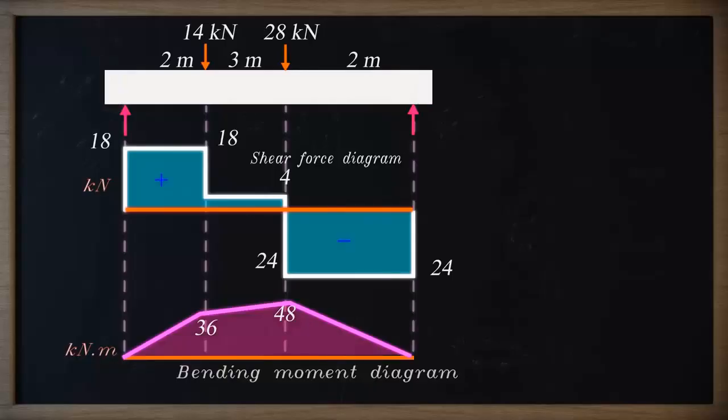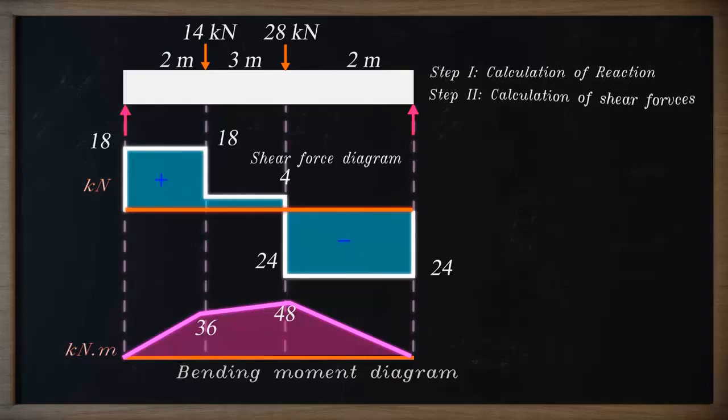Let's take an example of a simply supported beam subjected to 2-point loads as shown over here. To solve this problem, we can divide the solution into 3 simple steps. Step number 1, calculation of reaction forces. Step number 2, calculation of shear forces. And step number 3, calculation of bending moments. So let's start with step number 1, that is calculation of support reactions.